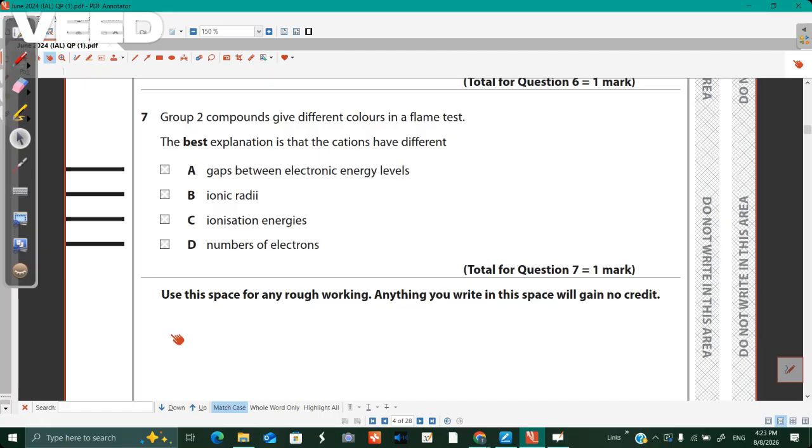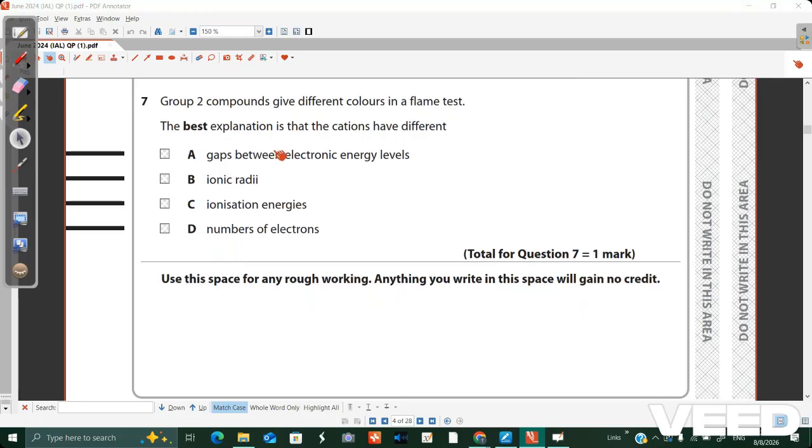Best explanation: gaps between electronic energy levels, number of electrons, ionization energies. Gaps, right? Different cations have different energy gaps. So when they are getting de-excited, they are releasing energy with respect to the energy gaps. Since these ions have different energy gaps, the amount of radiation energy they are releasing are different from each other.